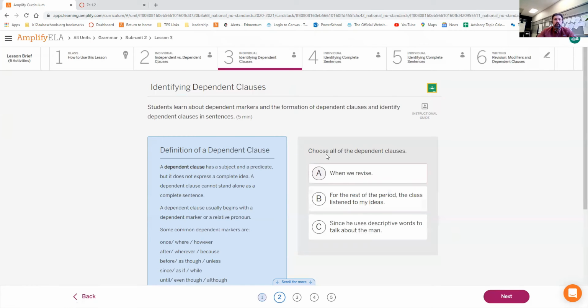Next one, choose all the dependent clauses again. When we revise, yeah, what about it? When we revise what? For the rest of the period, the class listened to my ideas. Again, that's a complete sentence.